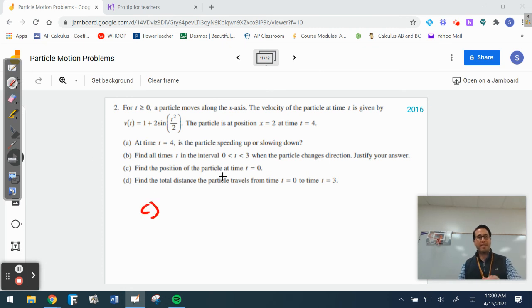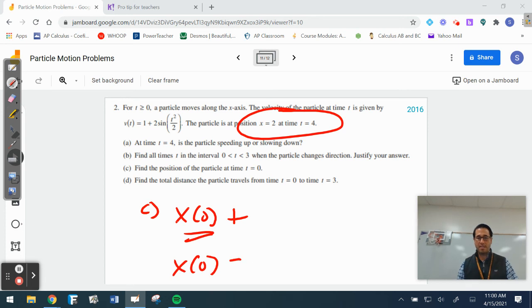All right, part C, find the position when we're at 0. Position would be x of 0, right? In order to find x of 0, you need to know your initial position. Find the position of the particle at time t equals 0. Whoa. And they give me that at time t equals 4. So here we go. And guess what? My initial condition is x of 4. So what am I going to do? I'm going to go backwards, right? And that's all you would have to do for this one.